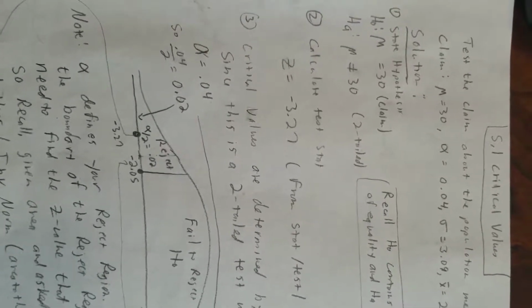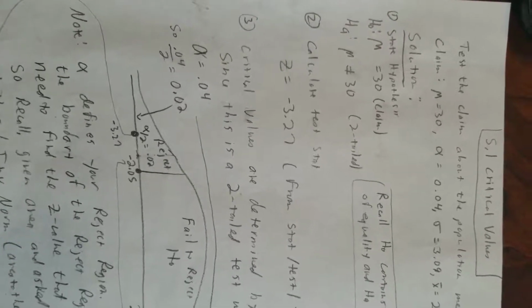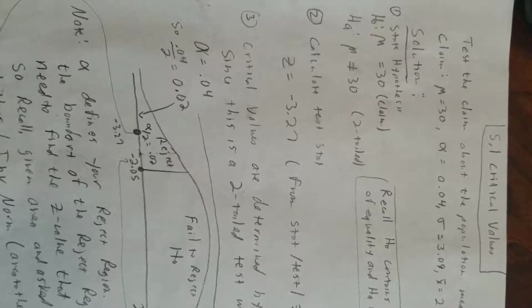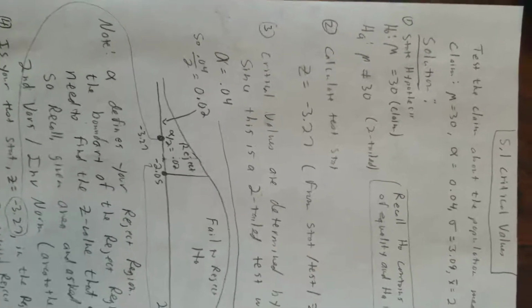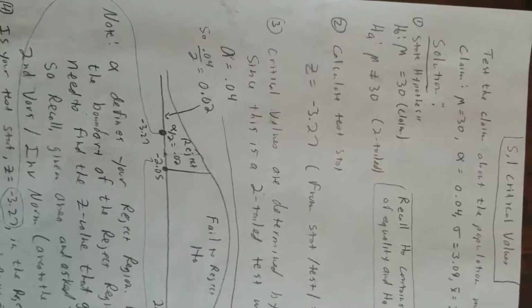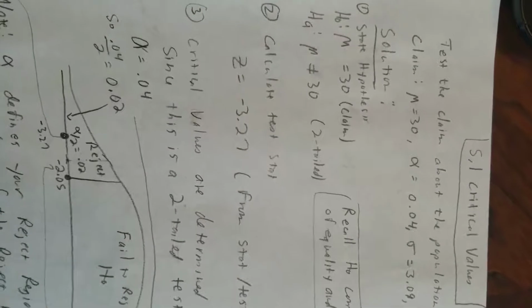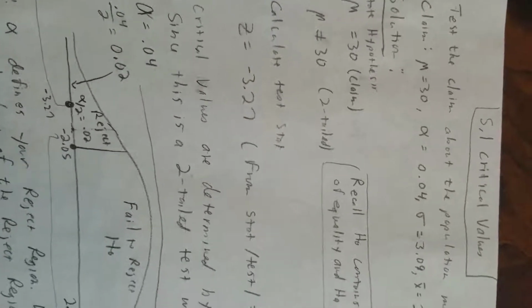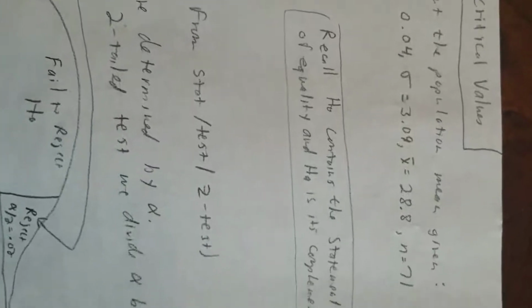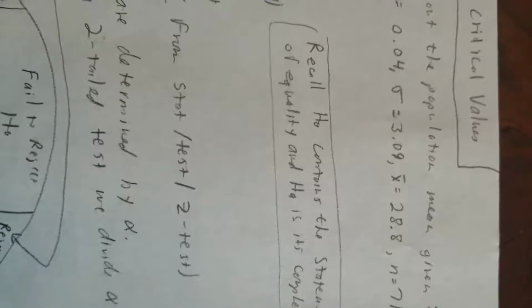The p-value is the method we did in the last video, where you compare your p-value to your alpha and make a decision whether to reject or fail to reject your null. In this one, we're going to use our critical values to make that determination. Okay. So starting out, again, we have information. They tell us in this one the claim is mu equals 30, alpha is 0.04, sigma is 3.09, x bar is 28.8, and n equals 71.